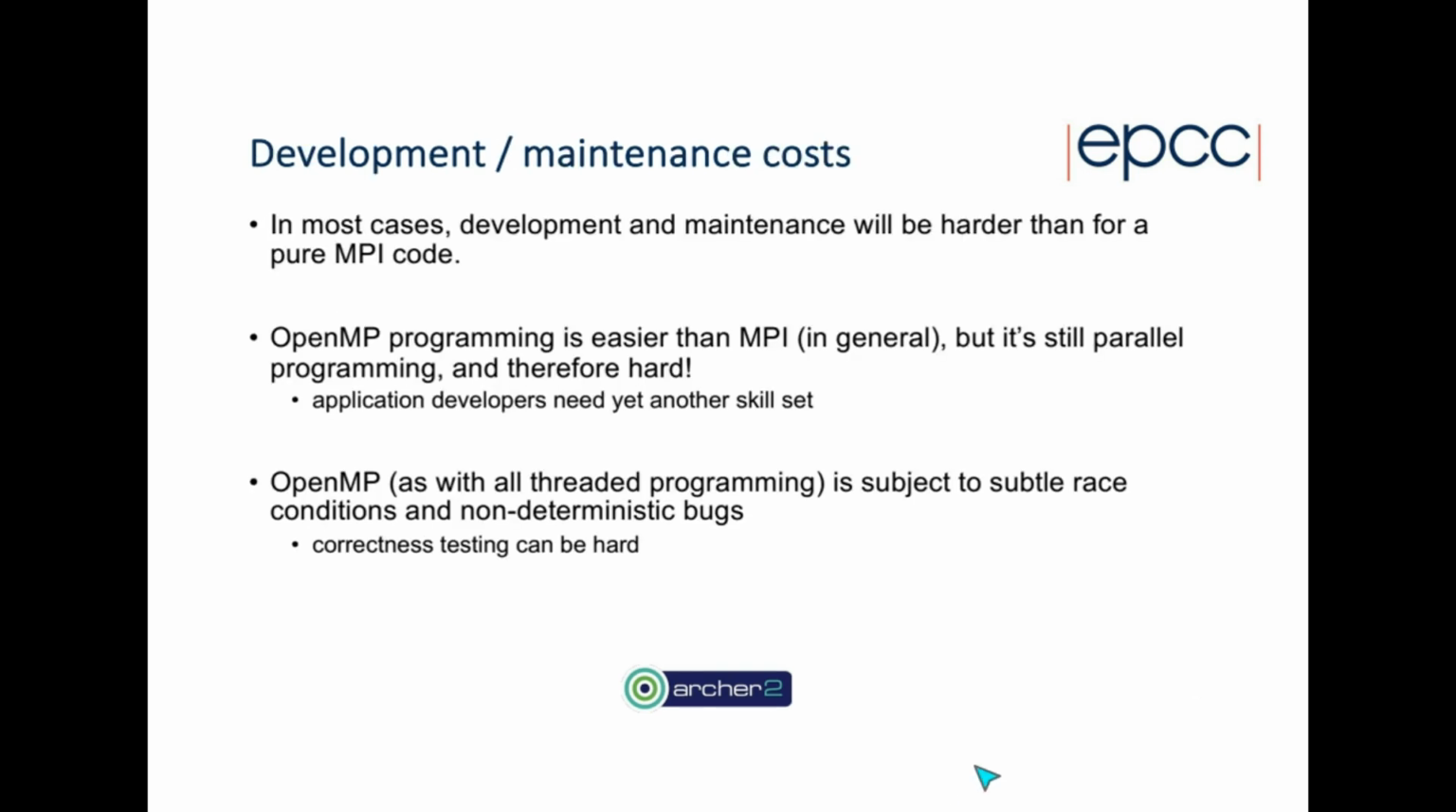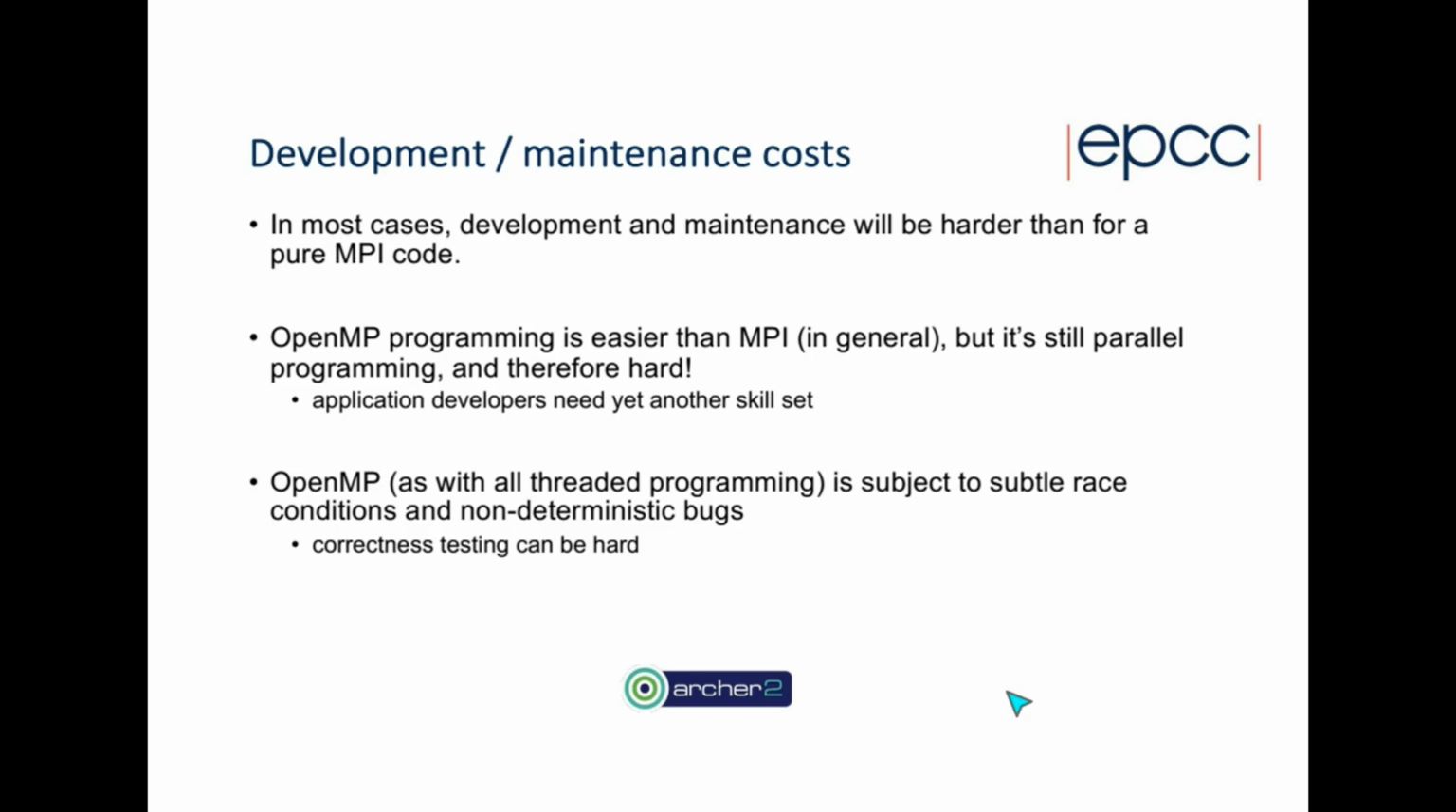So let's think about the software engineering concerns to begin with. In most cases, adding an extra programming API just makes it harder, right? So your development and maintenance is going to be harder than it is for a pure MPI code. Hopefully not much, but still not nothing. OpenMP programming is, as you're probably aware, generally easier than MPI, but it's still parallel programming. It's still hard. Getting good performance is difficult, and you need application developers with yet another skill set.